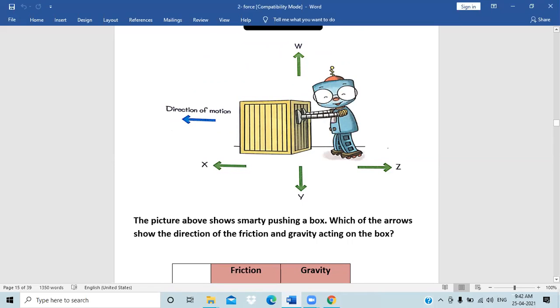Now, you know that the friction force, does it work in the same direction of the motion or in the opposite direction of the motion? Opposite. So where is the direction of the motion? It's the blue arrow right here. So it's showing us that the box is moving this way. Okay, so this means that if we want to know where the friction force is, we are looking for the arrow that is looking the other way. What is this arrow?